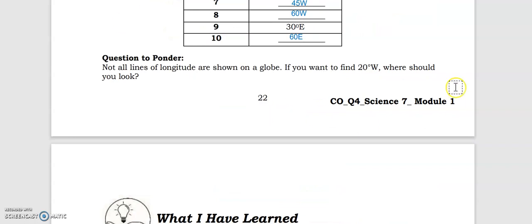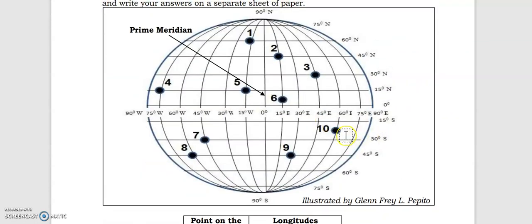Okay. So, not all lines of longitude are shown on a globe. So, if you want to find 20 degrees west, where should you look? So, 20 degrees west, you are going to locate it in between 15 and 30, of course. So, it's in between.